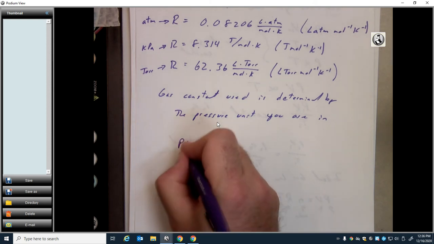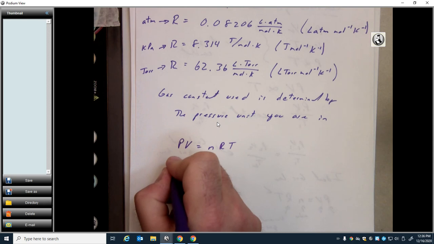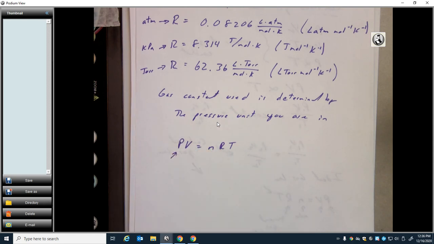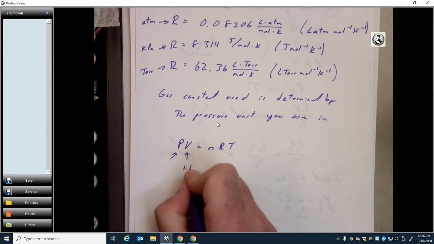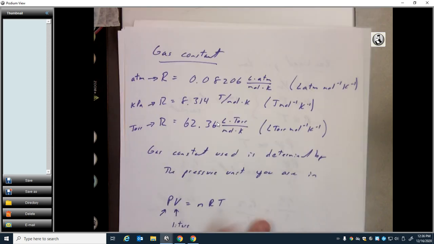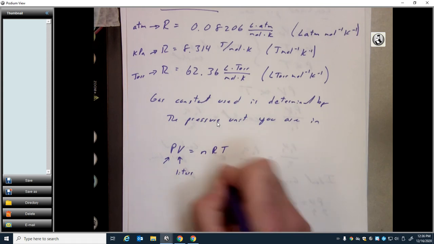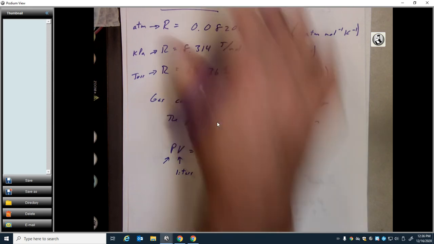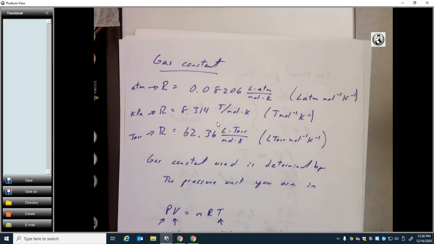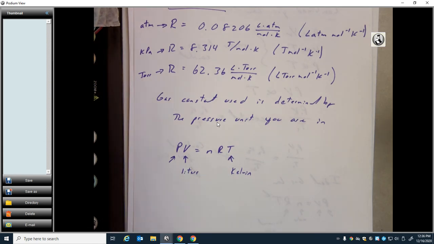Now, when we look at PV equals nRT, it doesn't matter what pressure is. It can be in any pressure. Volume has to be in liters. Why? Because our constants are in liters. Our temperature has to be in Kelvin. Why? Because these gas constants are in Kelvin. So you have to be in Kelvin and you have to be in liters.